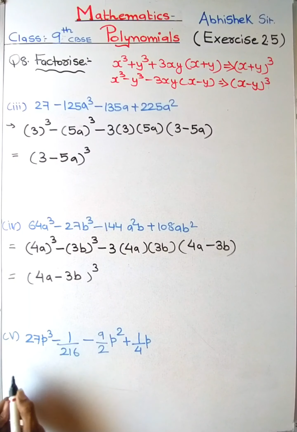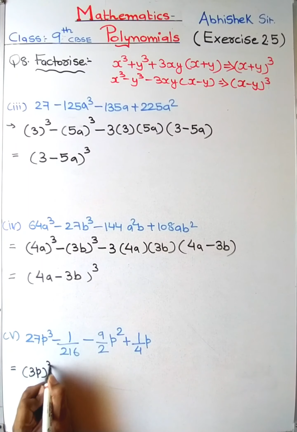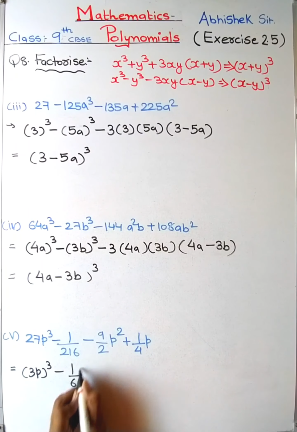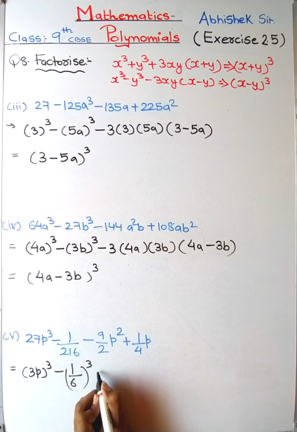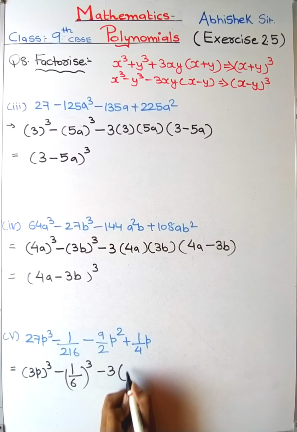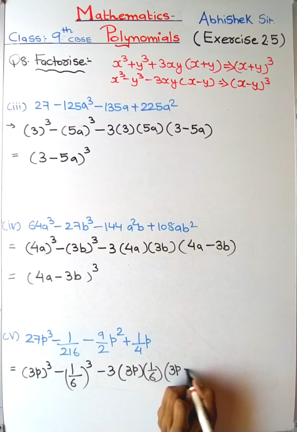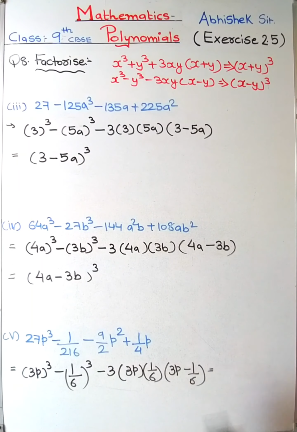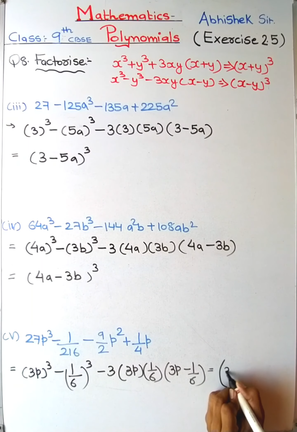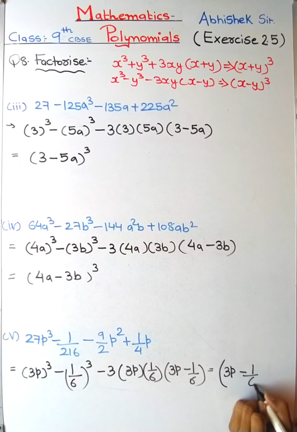In this, 27p cube is the cube of 3p, minus 1 by 216 is the cube of 1 upon 6. Then follow the rule, minus 3 first term, second term in the bracket, first term, second term. So the whole answer will be 3p minus 1 by 6 whole cube. So in short, by using my trick, you can easily solve all the questions of question number 8. Clear? Moving on to question number 9.